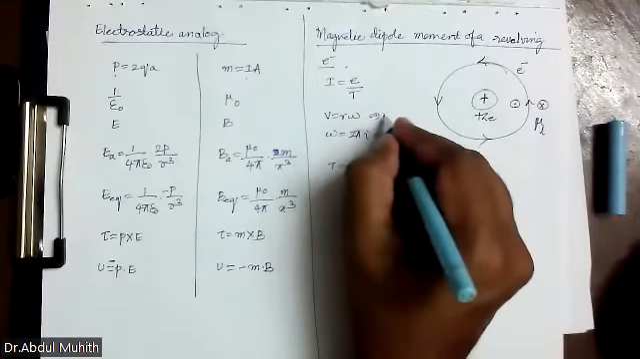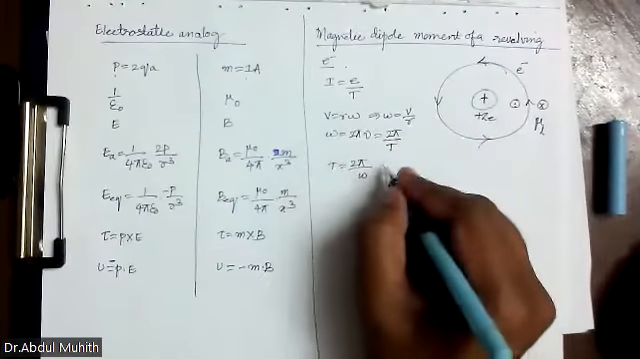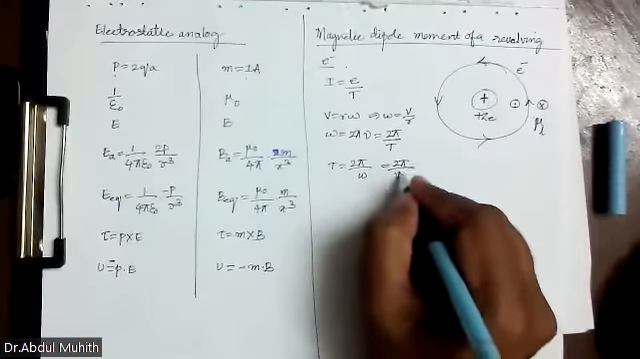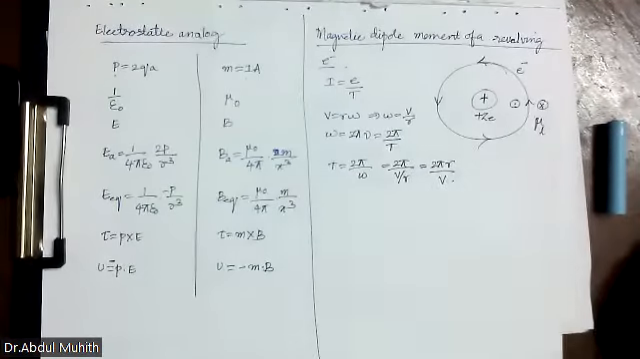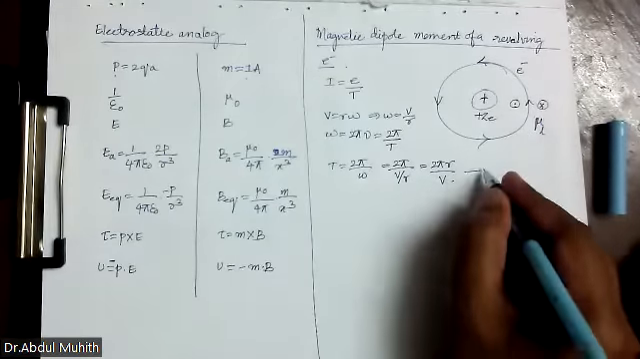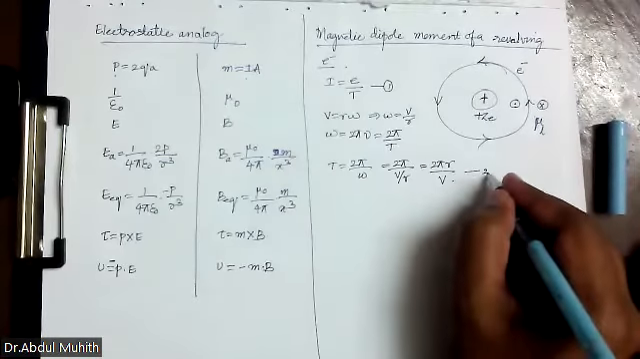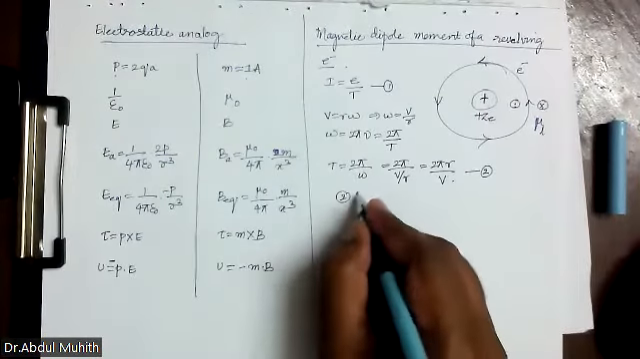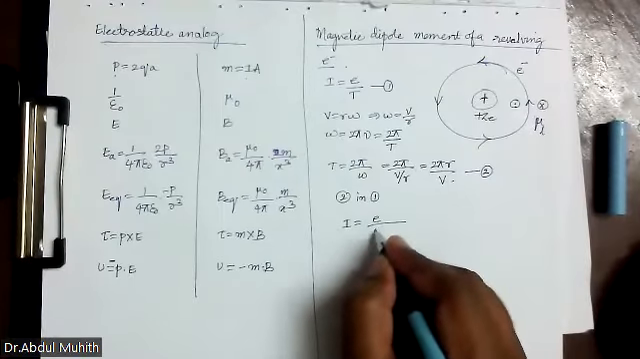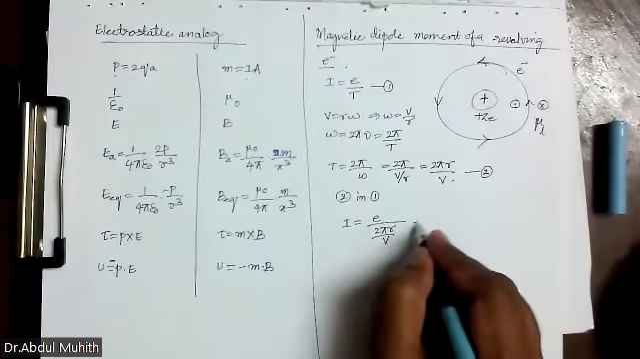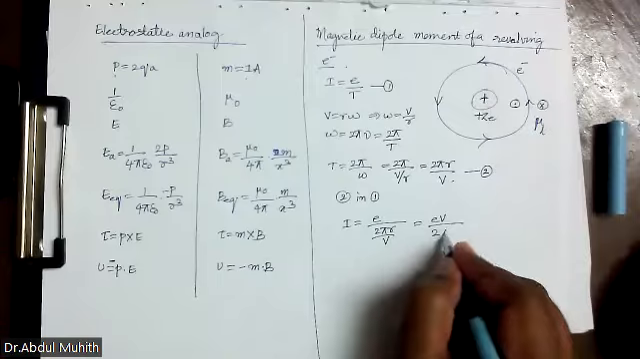But what is omega here? Omega is equal to v by R. So we write T is 2 pi by (v by R), which can be written as 2 pi R by v. Now we are going to substitute this. Let this be equation number 1 and that be equation number 2. Now substitute 2 in 1. So what do we get? I is equal to e by (2 pi R by v). This can be written as e into v divided by 2 pi R.